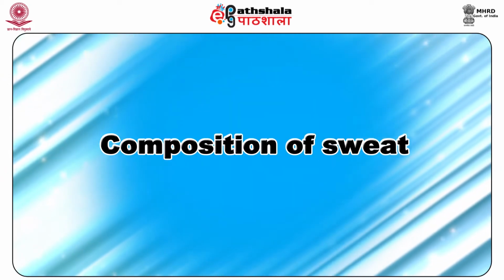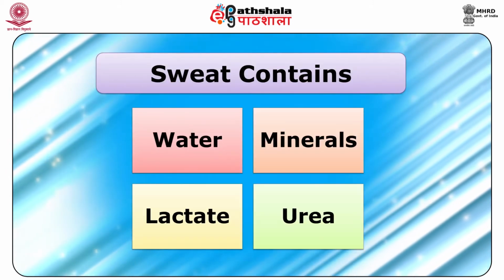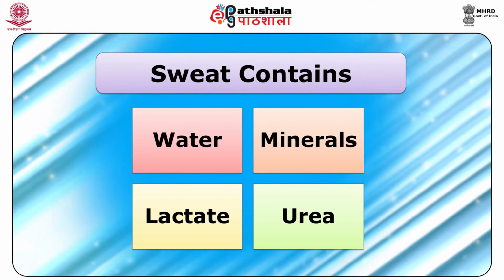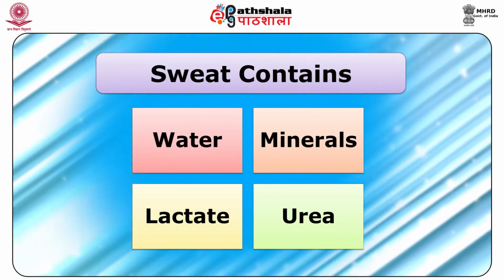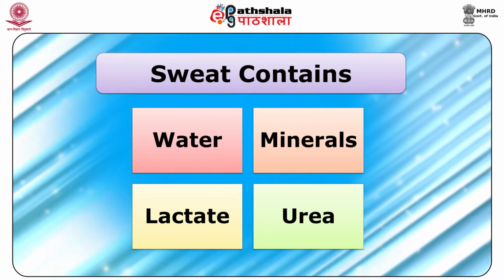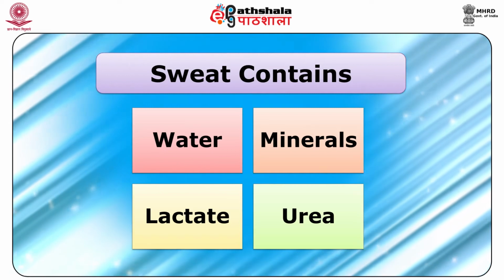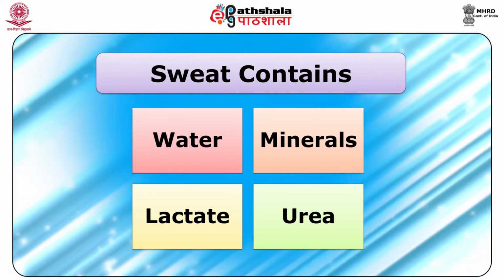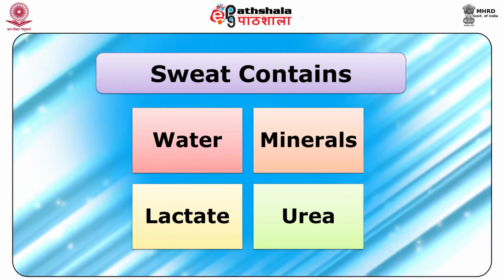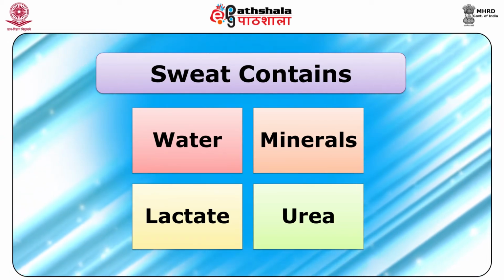Now, let us discuss the composition of sweat. Sweat contains mainly water. It also contains minerals, lactate, and urea. Mineral composition varies with the individual, their acclimatization to heat, exercise, and sweating, the particular stress source, the duration of sweating, and the composition of minerals in the body.